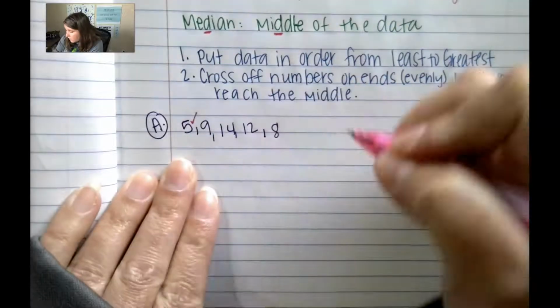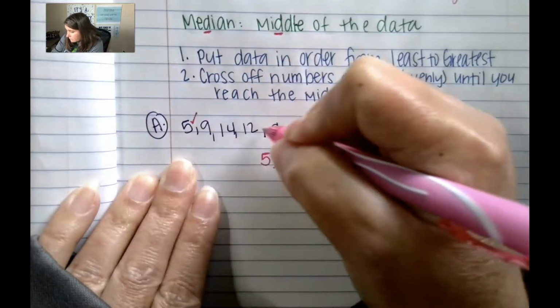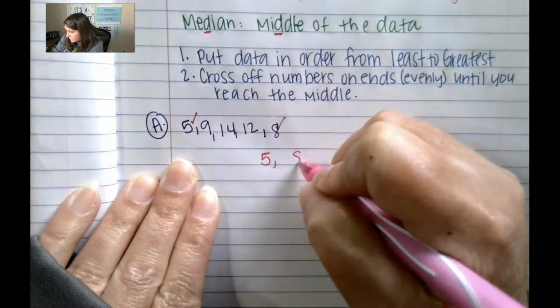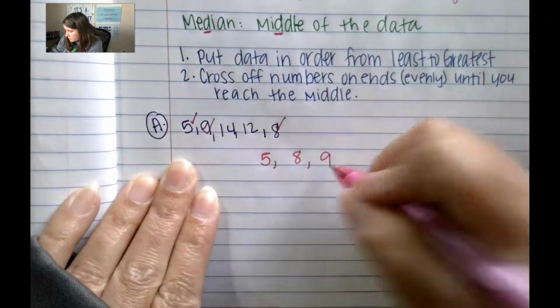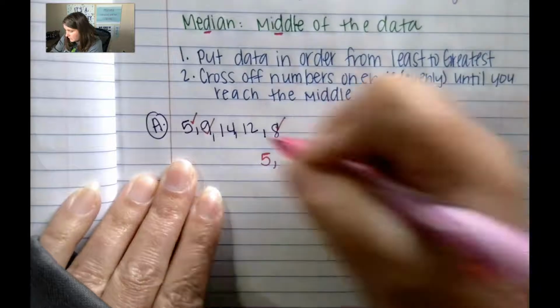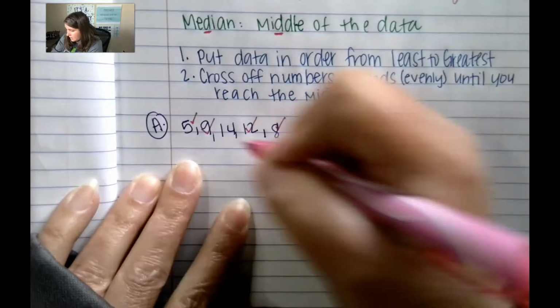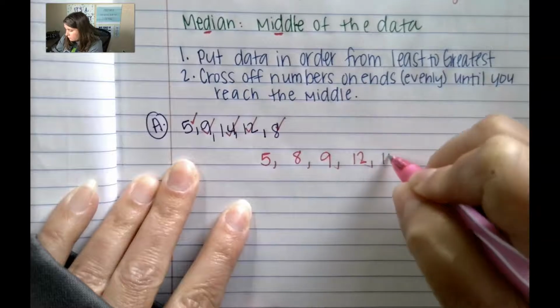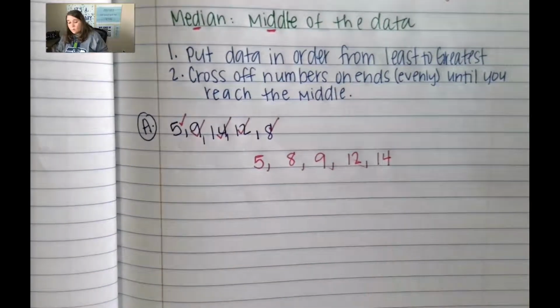So the first one is 5. Next, 8 would be next. And then I have 9. Next I have 12. And then last but not least, I have 14. Okay, so I have all the data in order.